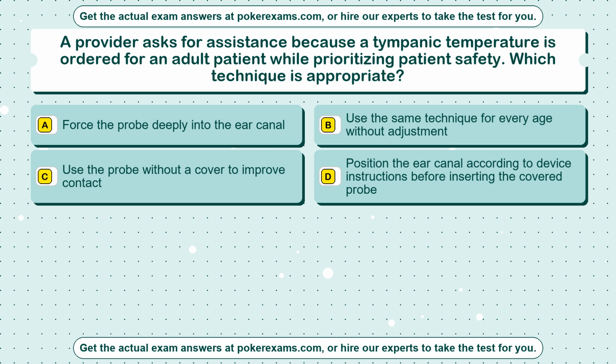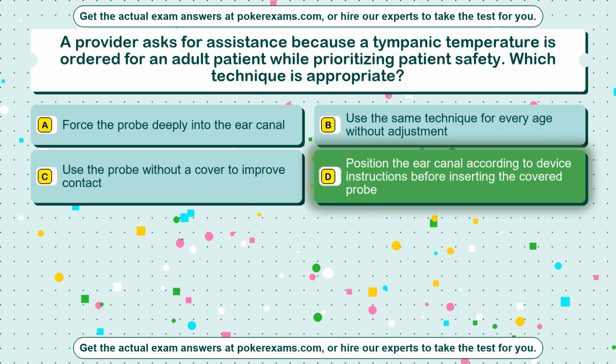Option A, force the probe deeply into the ear canal. Option B, use the same technique for every age without adjustment. Option C, use the probe without a cover to improve contact. Option D, position the ear canal according to device instructions before inserting the covered probe. The correct answer is option D, position the ear canal according to device instructions before inserting the covered probe.